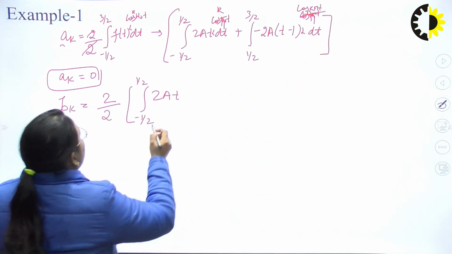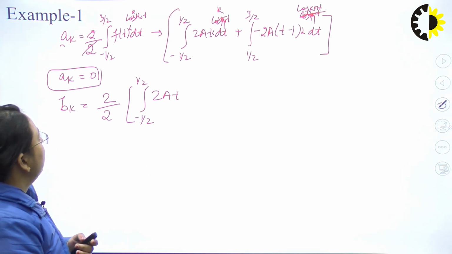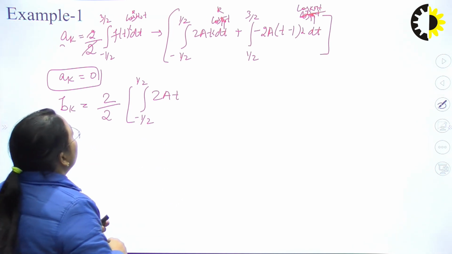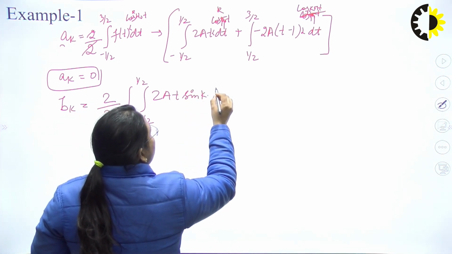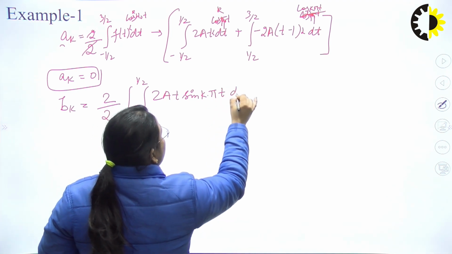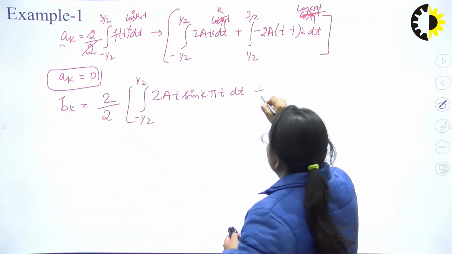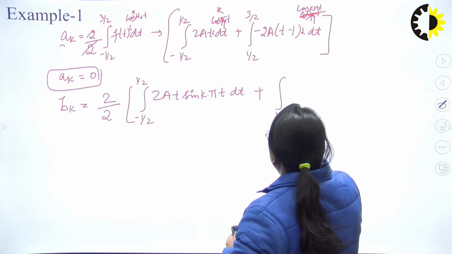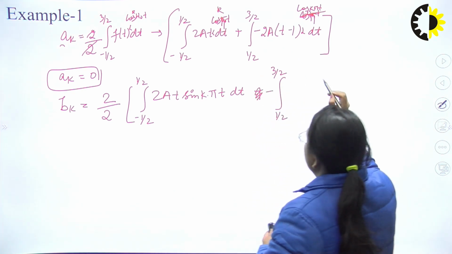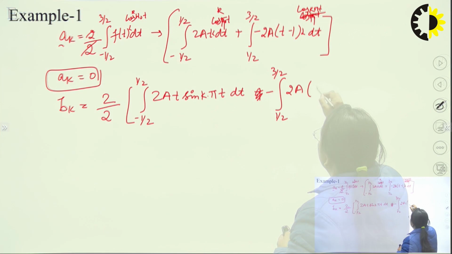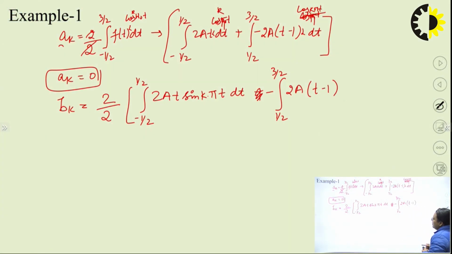Similarly here I'll write f(t) into sin k omega naught t, and the value of omega naught is pi, so sin k pi t into dt, plus another value from 1/2 to 3/2. Let me take the minus sign outside and write it as minus 2a, which is a constant term, and I can also write it outside of the integration, (t minus 1) and sin k pi t dt.